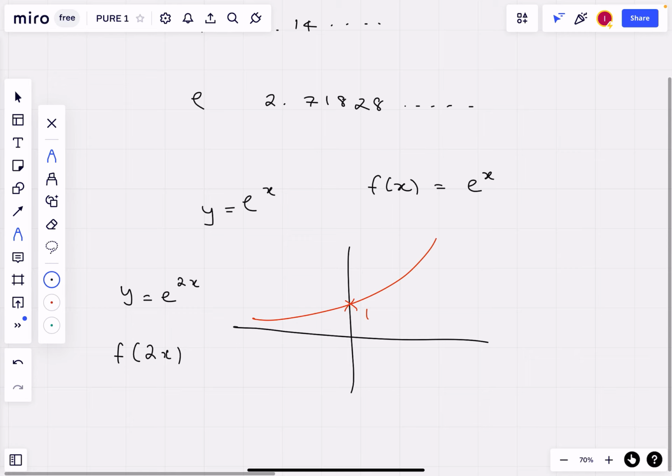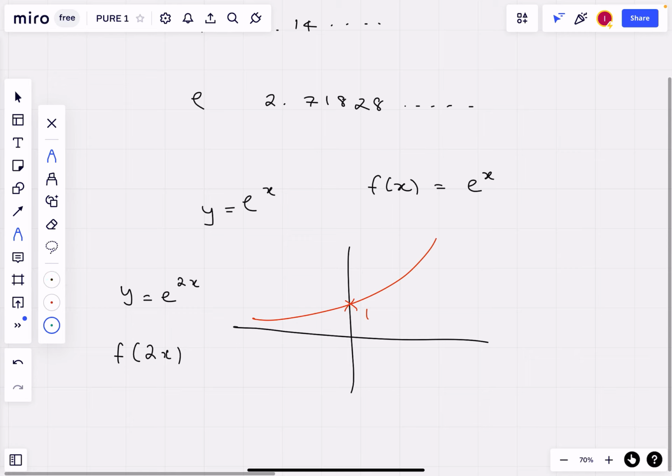But if you remember the set of rules and the questions that we ask ourselves, the first question is, are we affecting x or y? In this case, we're affecting the x coordinates. Are we going to listen or do the opposite? Because we're affecting x, we're going to do the opposite. So if the question wants us to times by 2, we are going to divide all our x values by 2. The y value doesn't change though.